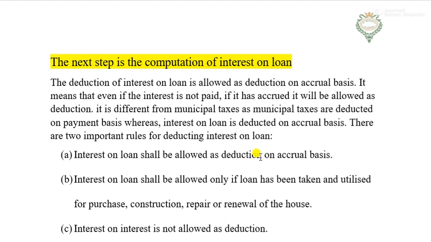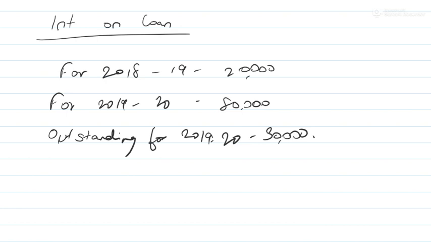We'll deduct the interest paid only for this year and which is accrued only for this year. Suppose, look at this small example. For 2018-19, the assessee had paid 20,000. Now all these payments are made in the year 19-20. So for 2018-19, he paid 20,000 in the year 19-20, meaning 20,000 was outstanding. He was unable to pay it last year, so he is paying this year.